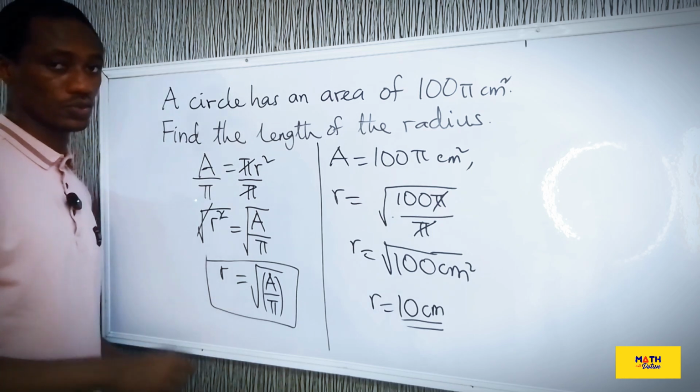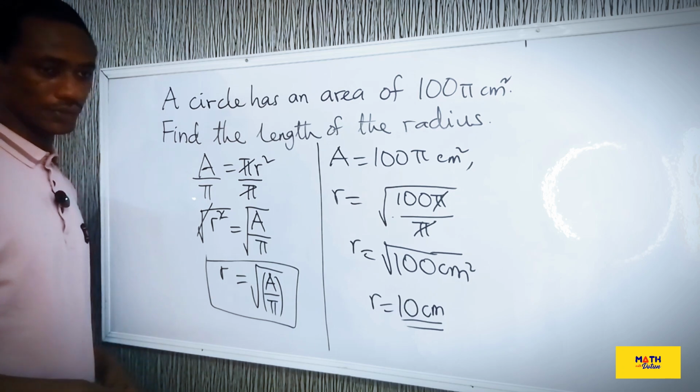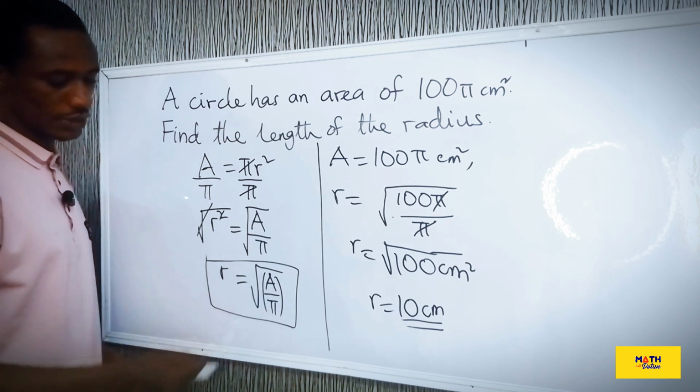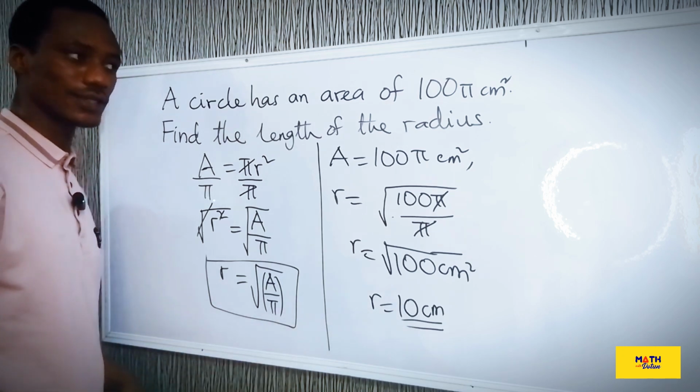Okay, you can go over the video again, and don't forget the formula. Radius equals the square root of the area divided by pi, where everything is affected by the square root. The answer is 10 centimeters.